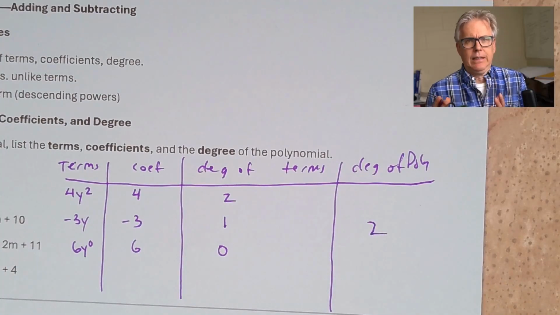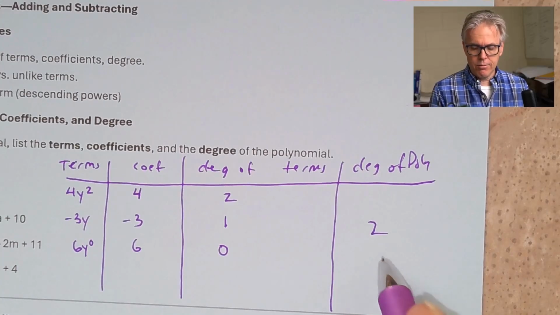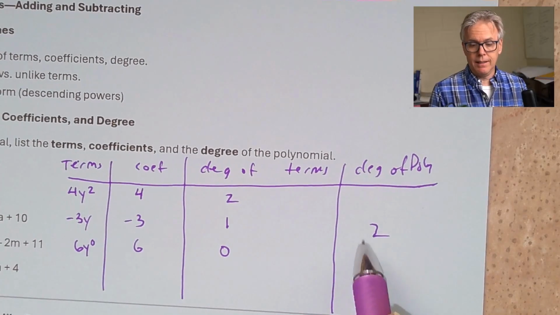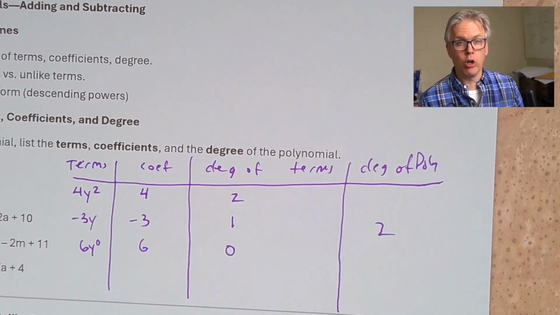And why is that important? Different degree polynomials behave differently. So even polynomials behave differently than odd polynomials, just in how their graph and their long-term behavior.